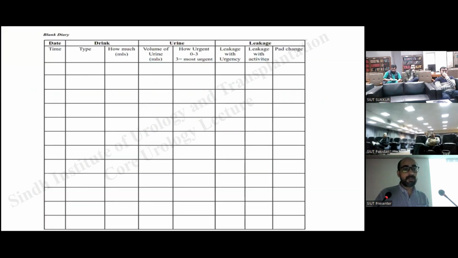Here we can see a bladder diary. The patient mentions date and time, the type and amount of fluid which he is drinking, the volume of urine in mLs, the symptoms, the urgency, leakage with urgency, leakage with activities, and if the patient is in a diaper, the change of diapers.